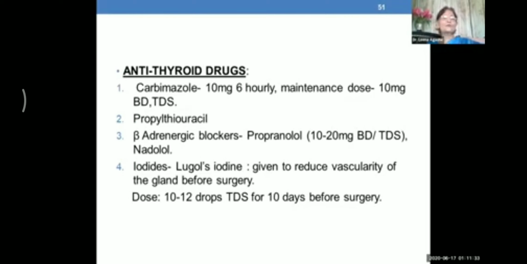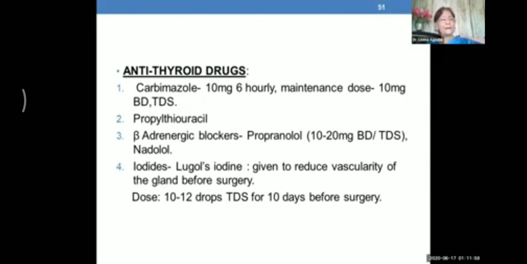Let us come to antithyroid drugs. One group is carbimazole. The dose is 10 milligram 6 hourly and the maintenance dose is 10 milligram either BD or TDS. Then propylthiouracil, and beta adrenergic blockers like propranolol, nadolol, and the dose is 10 to 20 milligrams BD or TDS. Next group is iodides.